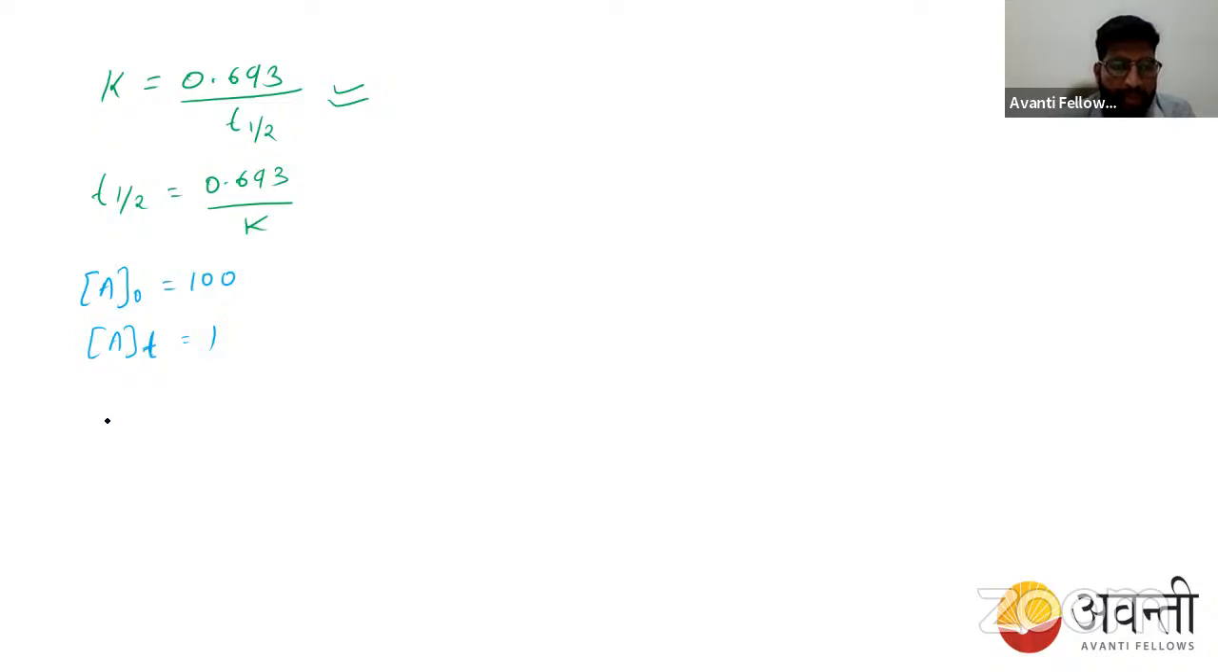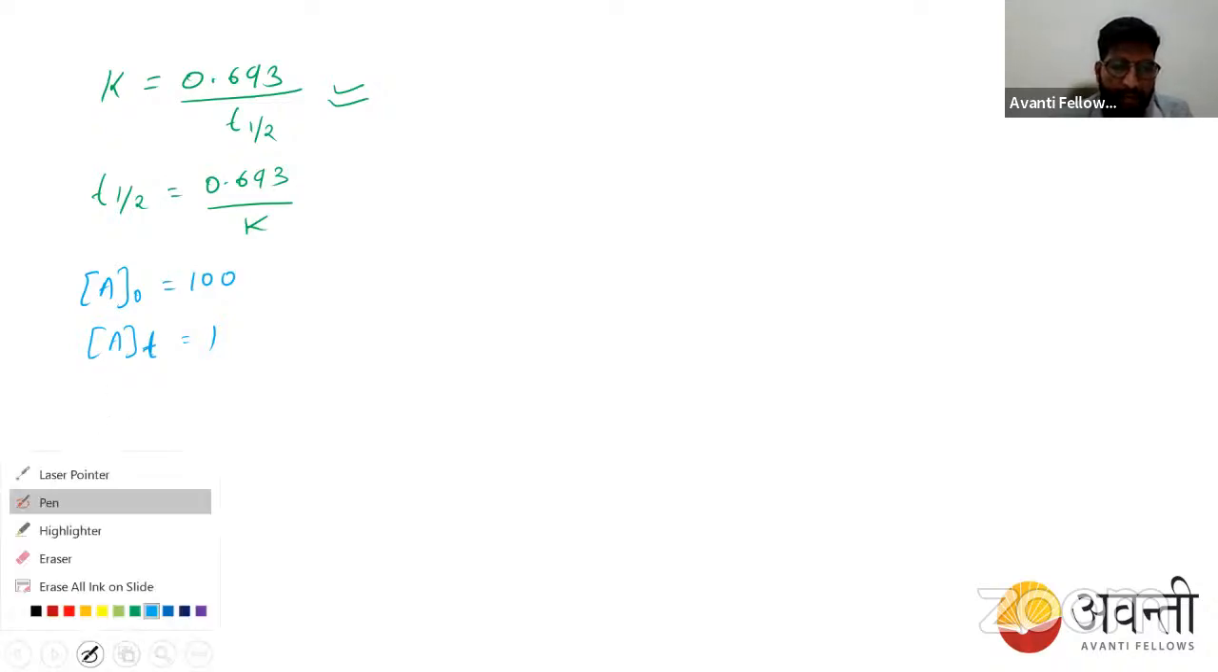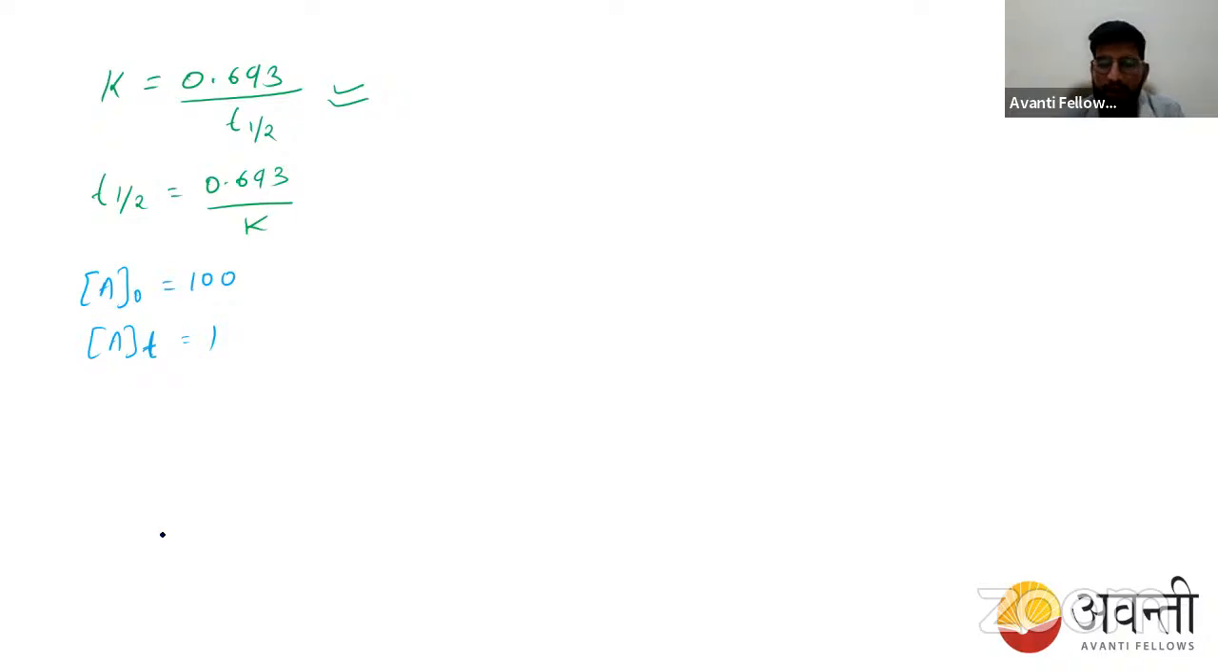I know the integrated rate equation of first order reaction. As I have told you, 50% of the problems will come from the first order reaction, so you have to remember the integrated rate equation for first order. What is the first order integrated rate equation? K is equal to 2.303 upon t into log A naught upon A t.